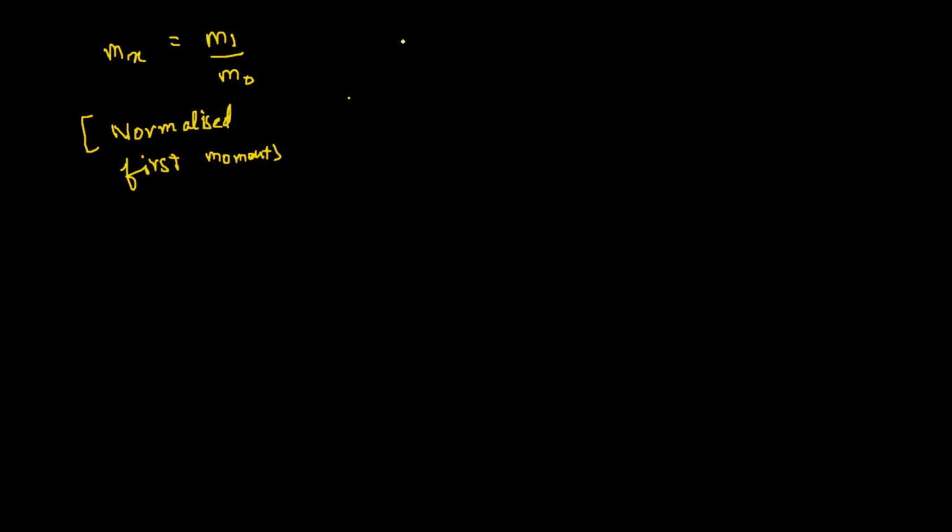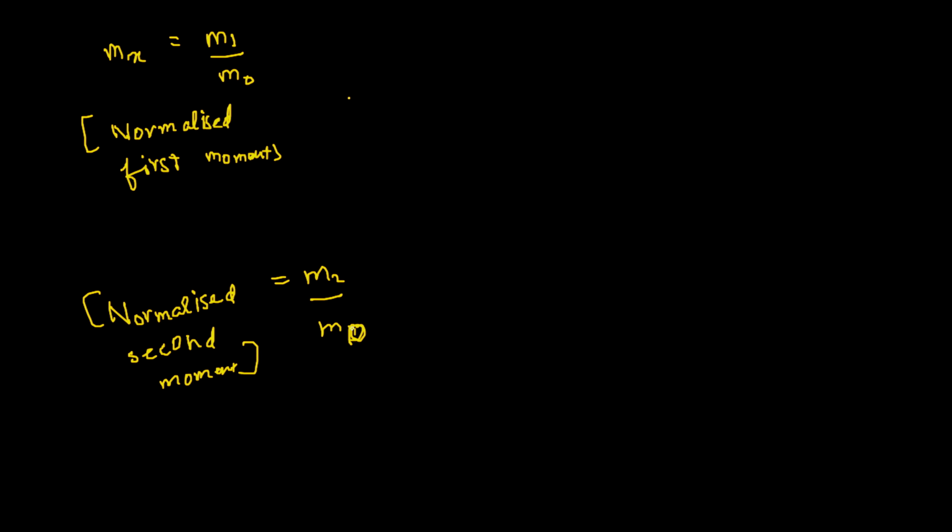The normalized second moment is not really significant, but anyway, normalized second moment would be m2 divided by m1. No, I'm sorry, m2 divided by m0. So whenever you normalize any single moment, you divide it by m0, right? So let's denote this by mx, and there is no specific way to denote this, so let's just write it as m2 divided by m0.